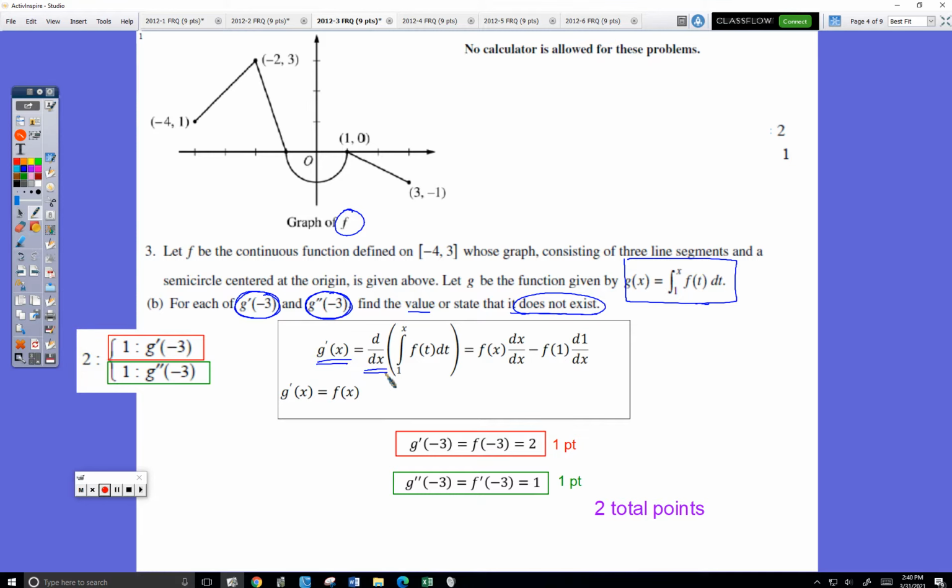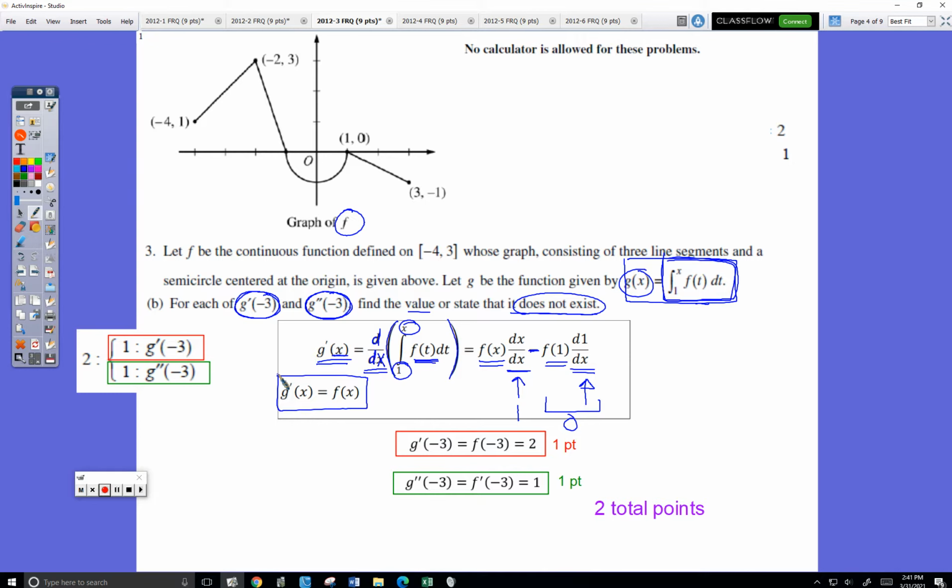So g prime must be the derivative of this, because g is equal to this. So g prime is the derivative. This has to be x because I'm finding g prime of x of this. So using the rule on the golden notes, this comes out to be f of x multiplied by the derivative of x minus f of 1 multiplied by the derivative of 1. This derivative would be 0, so all of this is 0, this is 1. So I discover that g prime is f. That's common, but I'd always follow the formula just in case there's a little bit of a trick to it. So no points for that, but I did find that g prime is f.